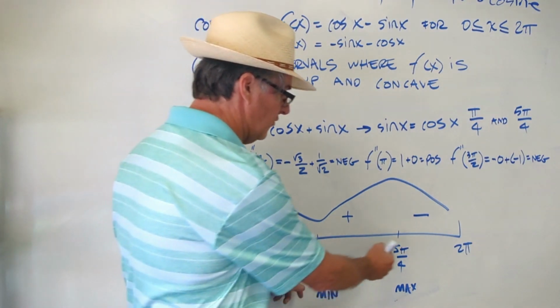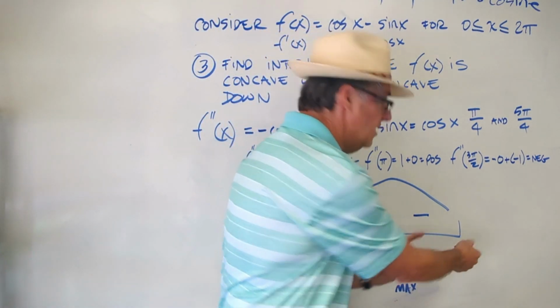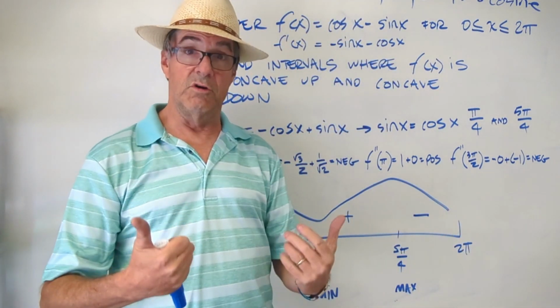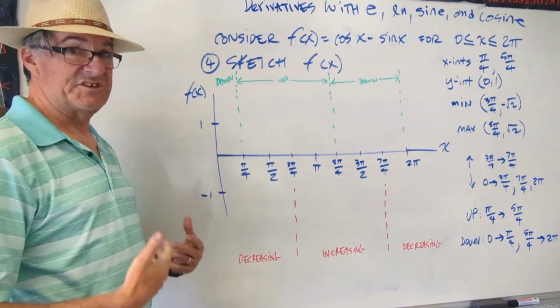Concave up from pi over 4 to 5 pi over 4. And then again, concave down from 5 pi over 4 to 2 pi. Woohoo! Now we're ready to make a sketch. Okay, here we are at our sketch point.